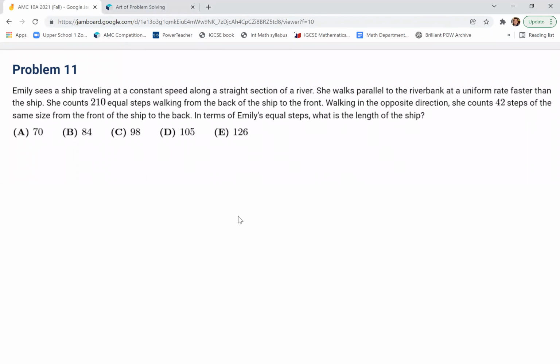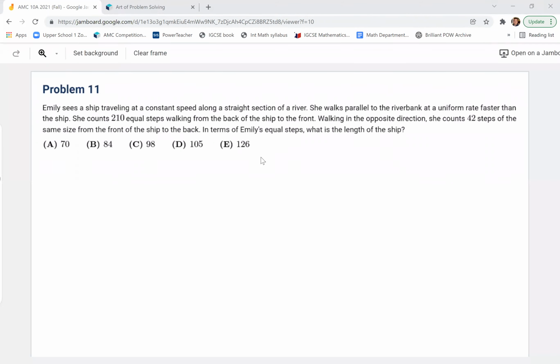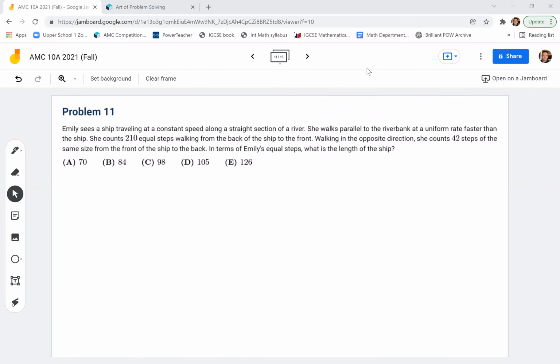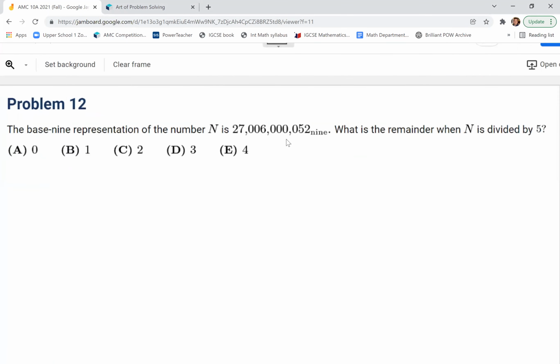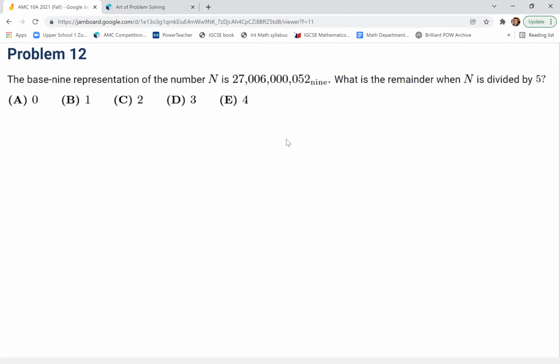Number 12. Oh, gotta move this out of the way. Okay, so number 12 says the base 9 representation of the number n is 27006000252 base 9. What is the remainder when n is divided by 5? So hopefully you guys have a pretty good understanding of what a base 9 number is.